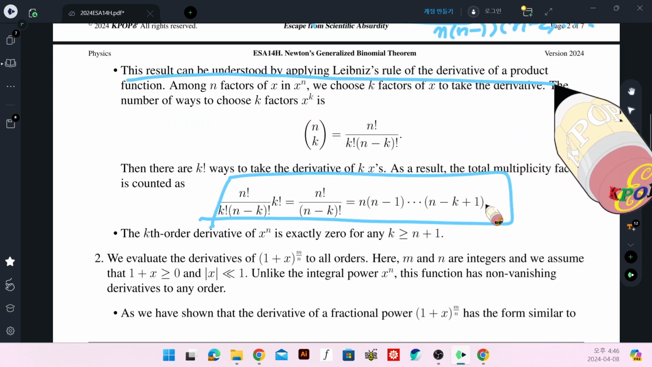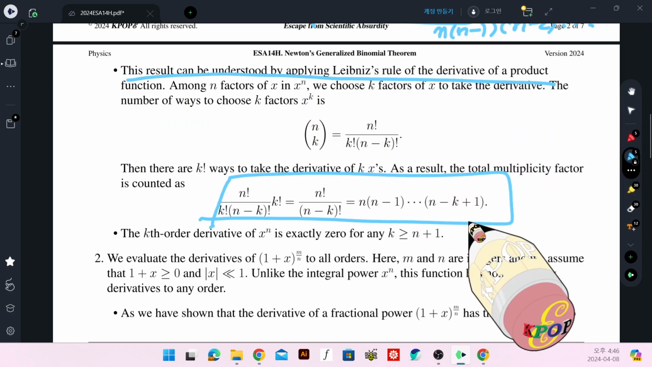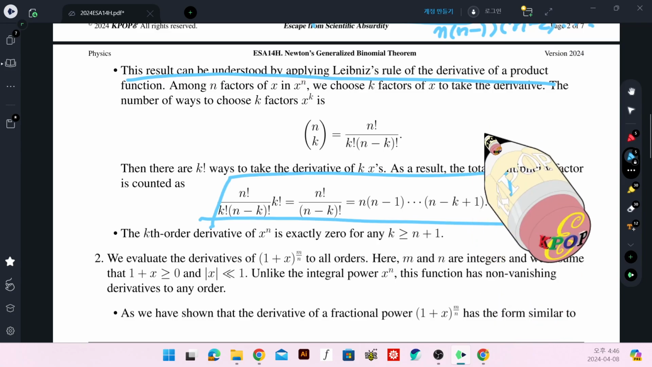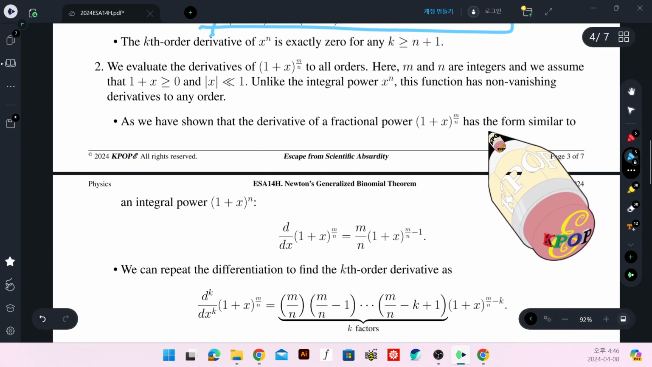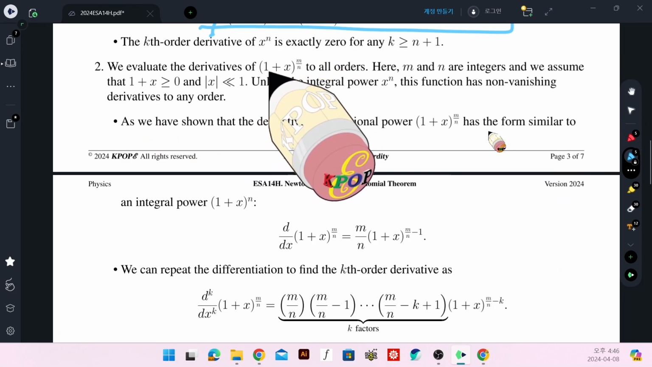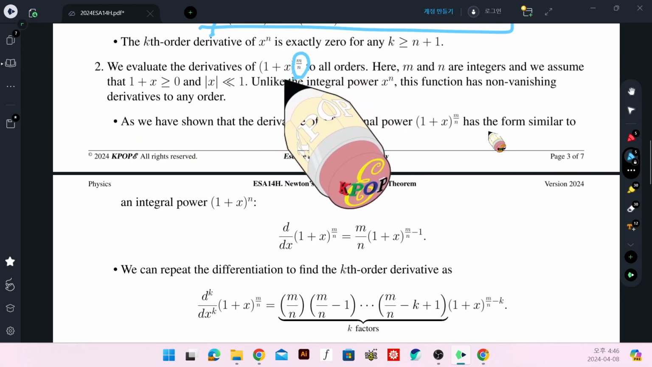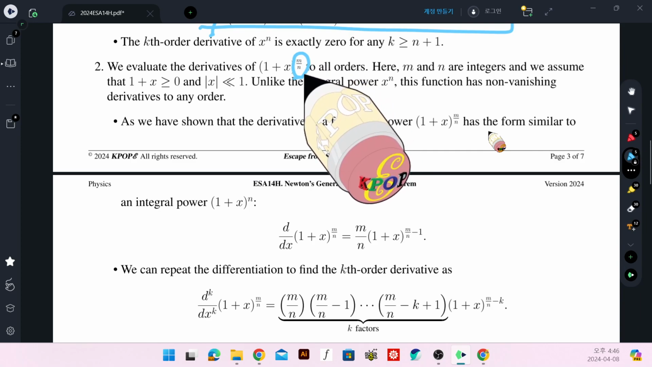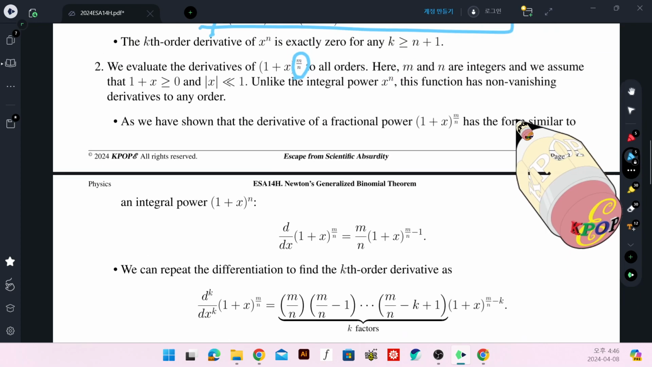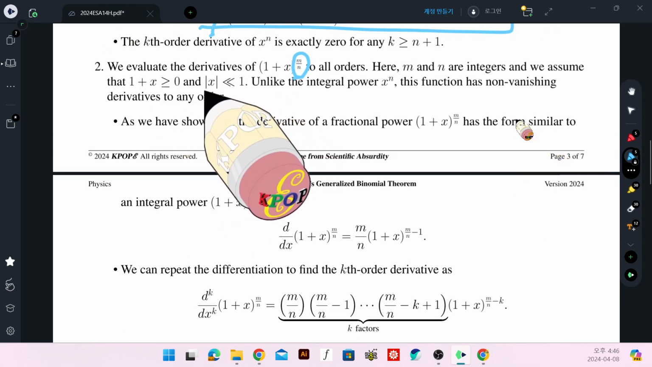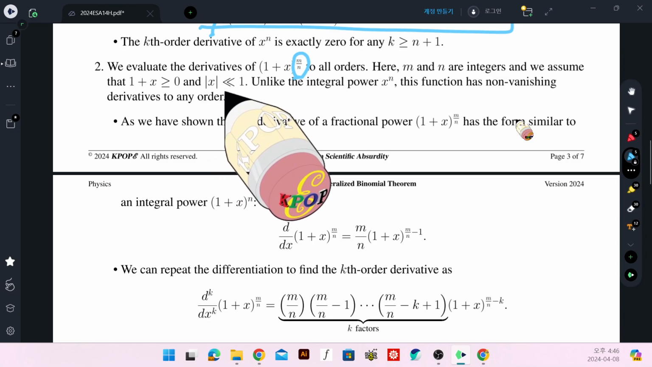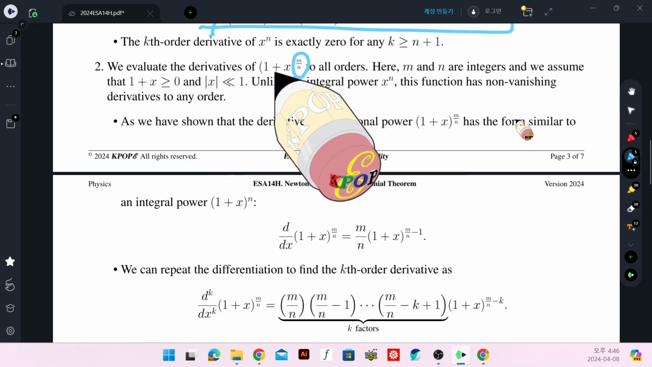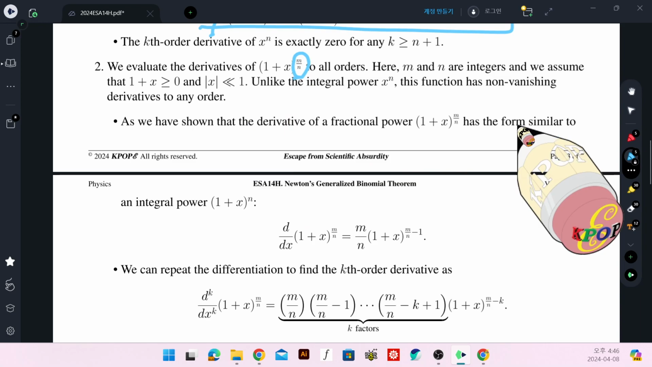So this is called the Leibniz rule of derivative of a product function, identical to that one. We evaluate the derivatives of 1 plus x to the non-integral power, that is, a rational number. We assume that both m and n are integers. We assume, first of all, that the absolute value of x is relatively small, much smaller than 1 from the beginning.